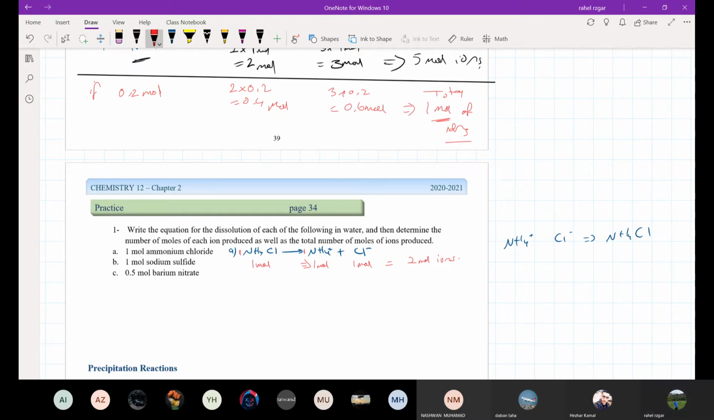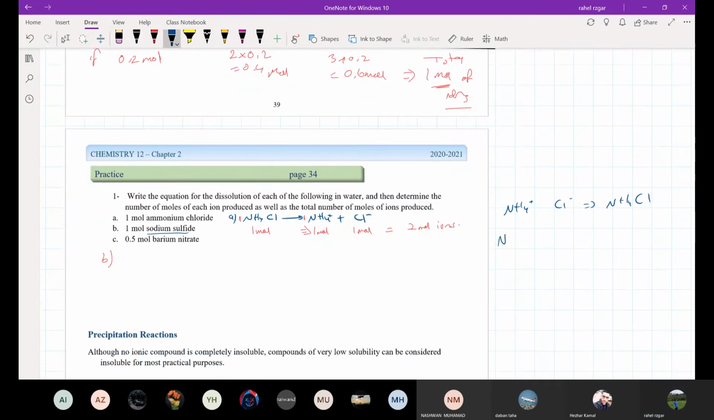B. Let's solve B. Sodium sulfide, Na. Sulfide is 2 negative. The 2 comes in front of the Na, the 1 gets here. So what is produced? Na2S. See, that's why I told you you have to know the tables. If not, you probably cannot figure out the formula of, for example, sodium sulfide.